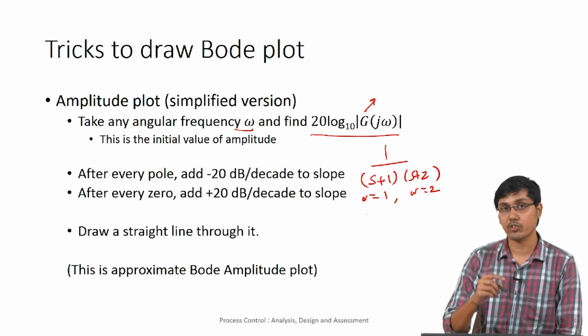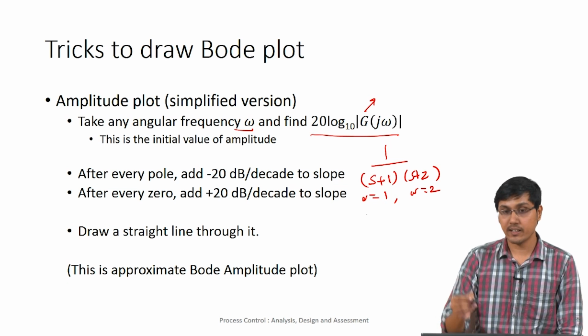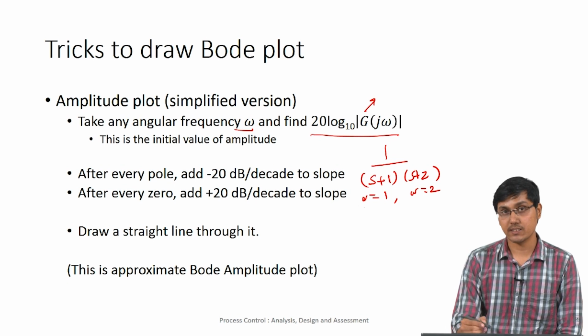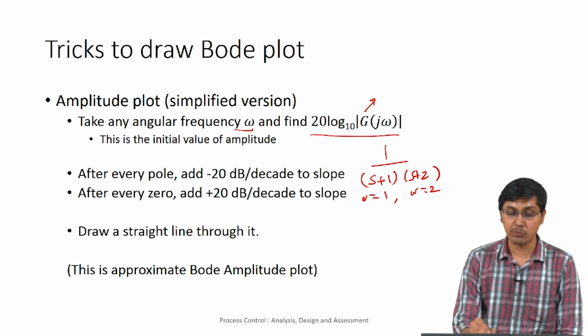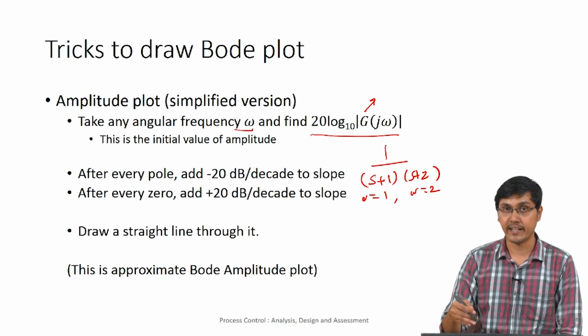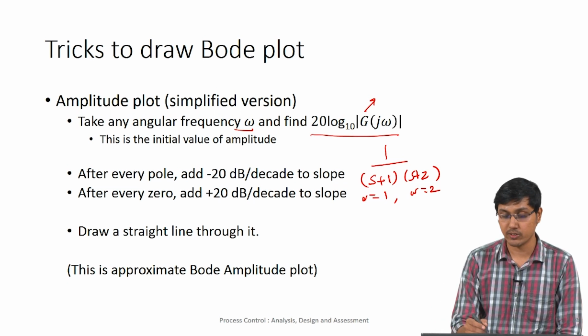That is what we saw, right. After every pole the magnitude was falling by 20 dB. So for every pole we add minus 20 dB to the line, the slope of the line changes by minus 20 dB. Let us illustrate this.